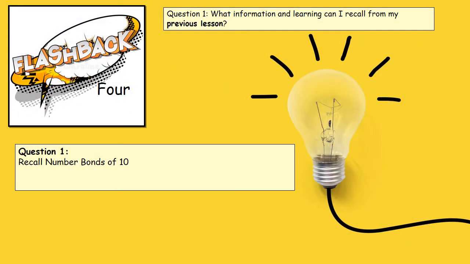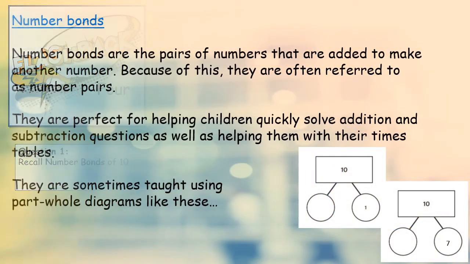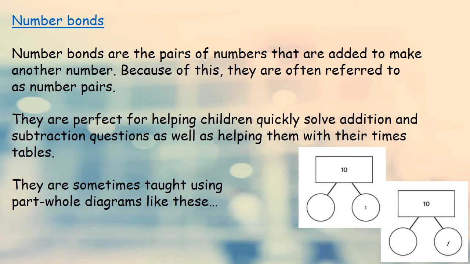What information and learning can I recall from my previous lesson? Question 1. Recall number bonds of 10. Number bonds are the pairs of numbers that are added to make another number. Because of this, they are often referred to as number pairs. They are perfect for helping children quickly solve addition and subtraction questions, as well as helping them with their times tables. They are sometimes taught using part-whole diagrams like these.